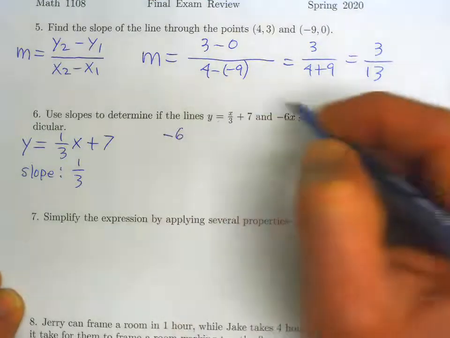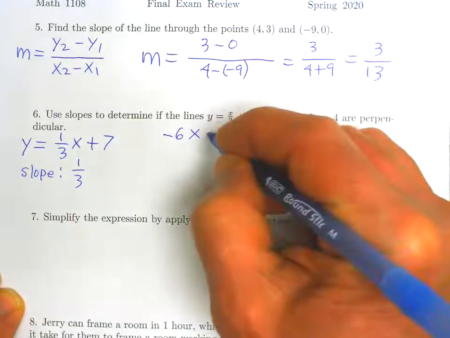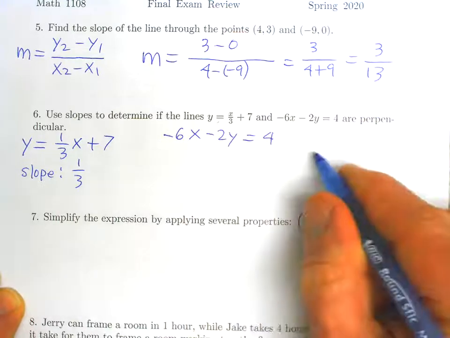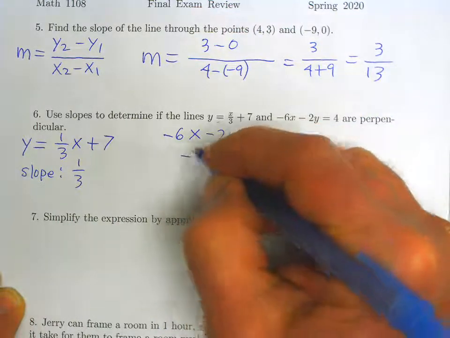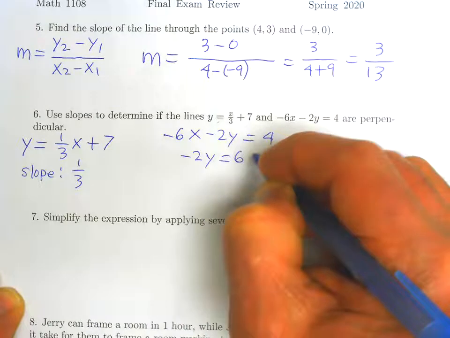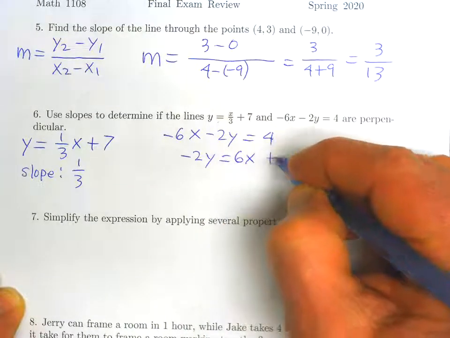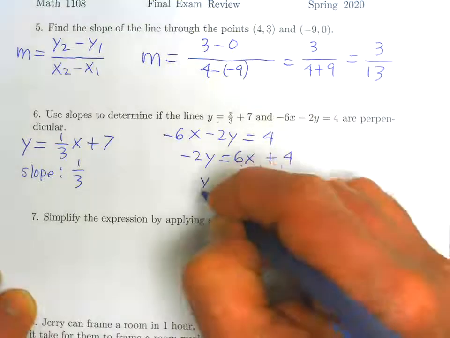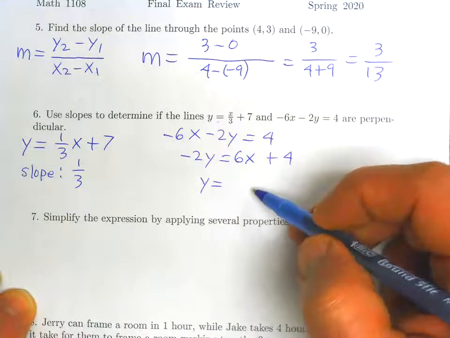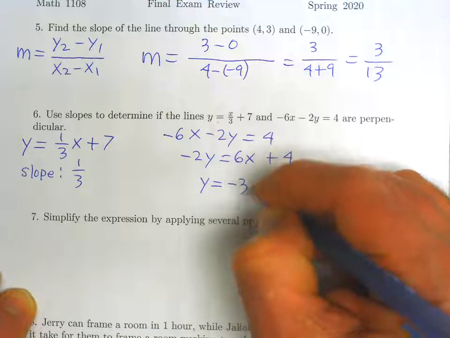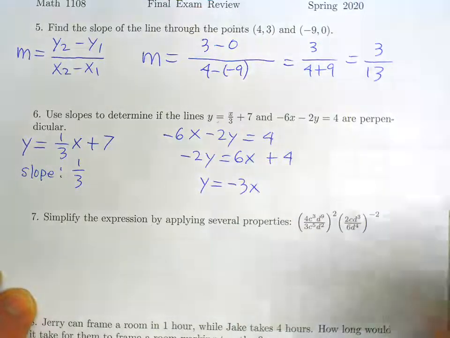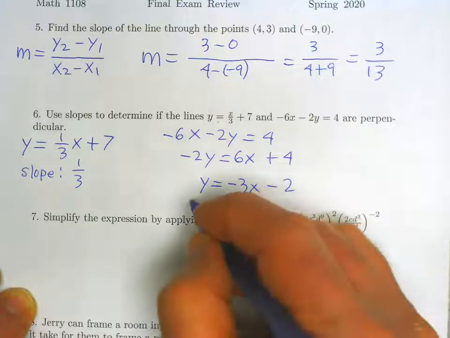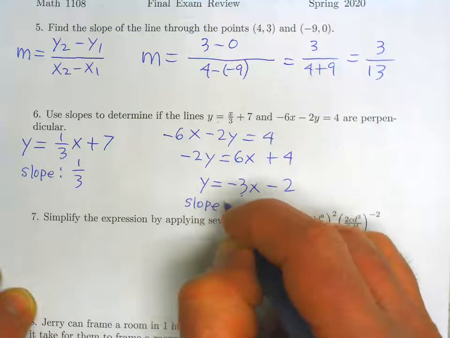So I'll rewrite this equation and then we'll solve for y. So we can add 6x to both sides. Negative 2y equals 6x plus 4. And then divide both sides by negative 2. 6x divided by negative 2 is negative 3x. And 4 divided by negative 2 is negative 2. So the slope of this line is negative 3.